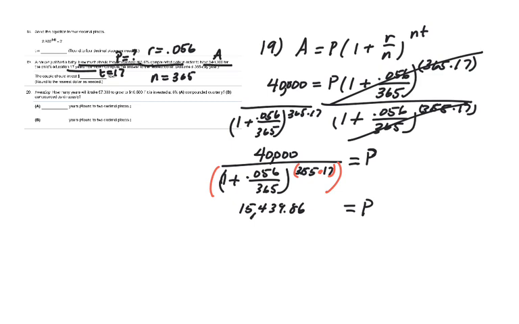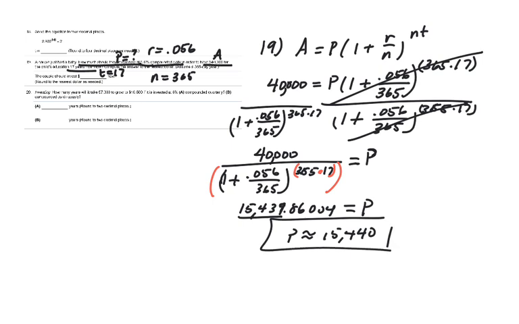$15,439.86004. But in this case, it tells us to round to the nearest dollar as needed. And so the nearest dollar will be rounding the 39 to 40, because 9 will round up to 10, which makes the 30 a 40. Okay, so P is approximately $15,440. And that's what the couple will need to invest.